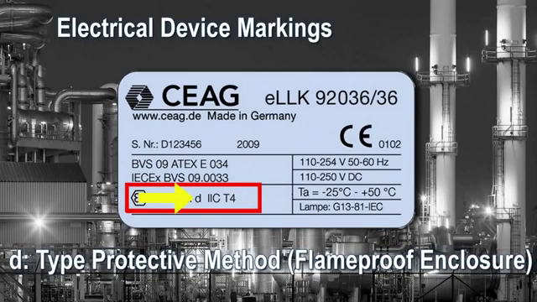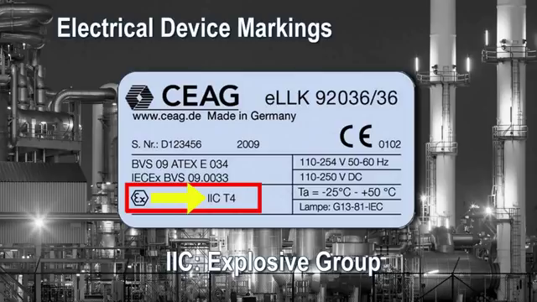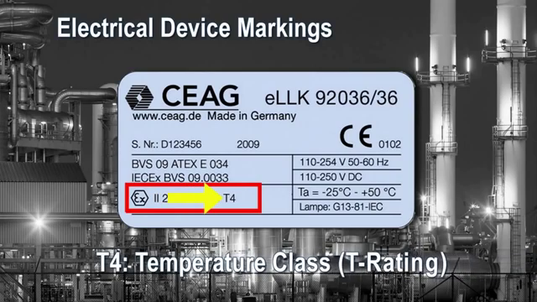The next letter indicates the type of protective method used. Referring back, the letter D would suggest the electrical device utilizes a flame-proof enclosure. The next number and letters will identify the explosive gas group. Remember, the gas group provides the critical information on the combustible material's explosive properties. The final marking provides the maximum surface temperature of the fixture during operation.